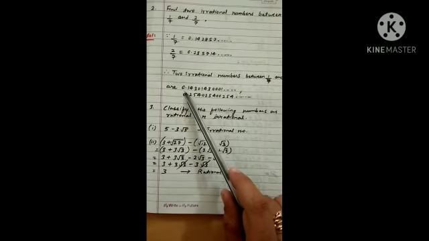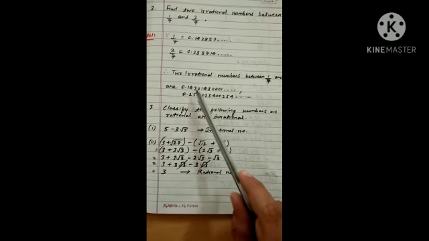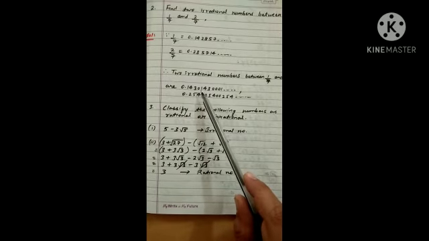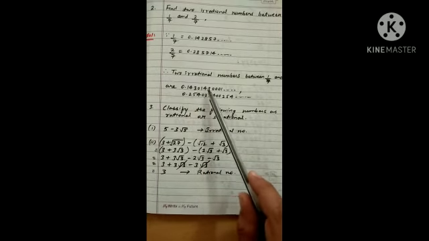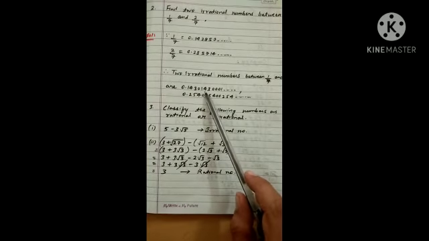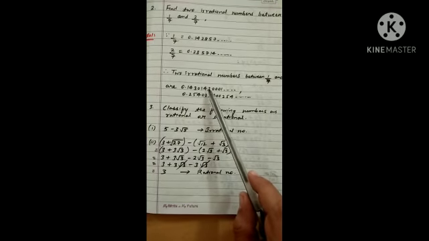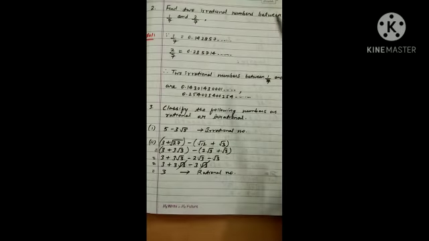So the required irrational numbers are, according to me, these. You can change these irrational numbers because there are infinite irrational numbers, so there is no need to learn the answers. You can write your own irrational numbers between the given two numbers.